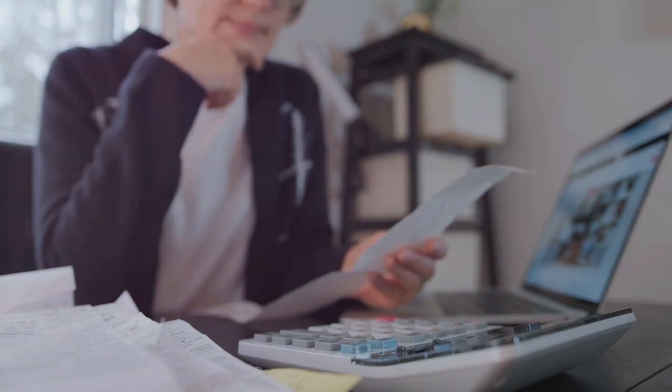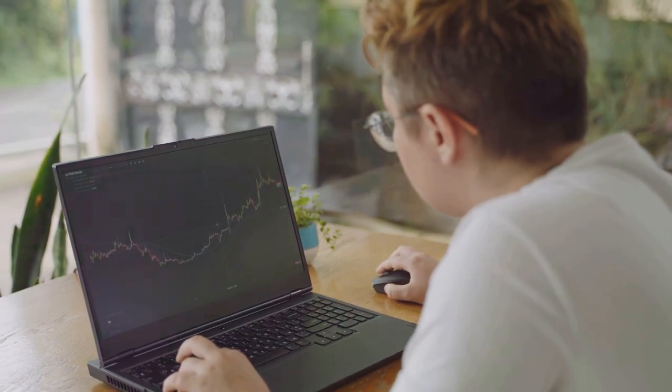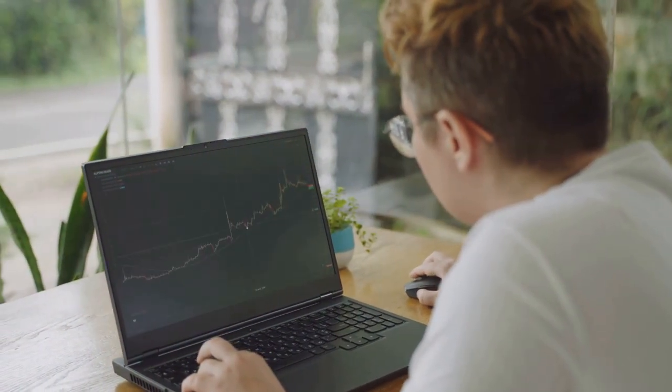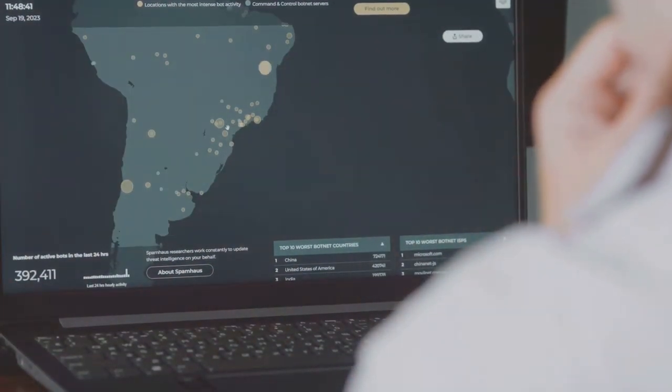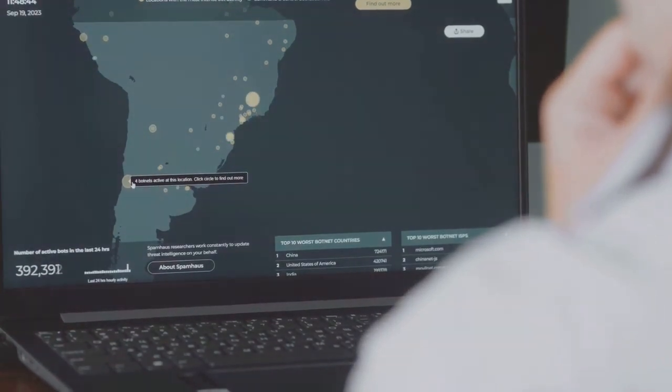Finally, there's Crypto Trader Tax. This software is perfect for both beginners and seasoned investors. It supports over 20 countries and offers a step-by-step guide to ensure nothing is overlooked.